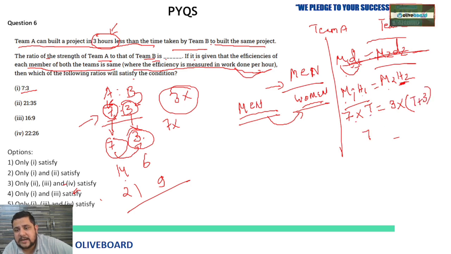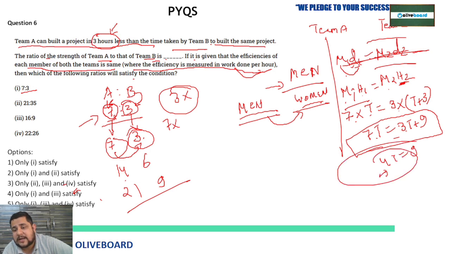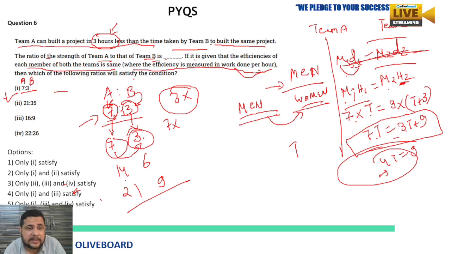Now 7 multiply T, so 7T equal to 3T plus 9, right? So we are getting the value in positive form. 7T minus 3T, 4T equal to 9. So you are getting the value of time, and we can get both times, the time taken by A and B. So yes, it is satisfying. And here you can directly choose the answer, because number of members from A must be more than B, then only the condition will be satisfying. No need to go for this much calculation, you can easily decide your answer.